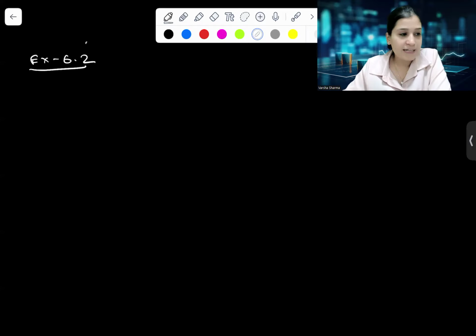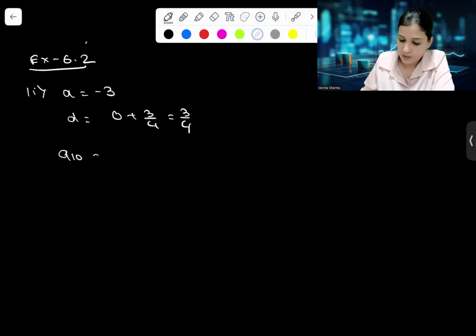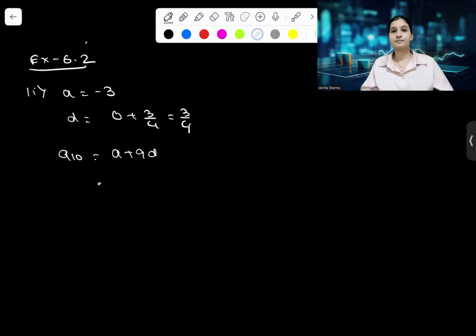Okay. Question number 1. Find the 10th term. Very basic question. Here, A is minus 3. The common difference would be 3 by 4. We want the 10th term, so it will be A plus 9D. Answer? Answer 15 by 4.